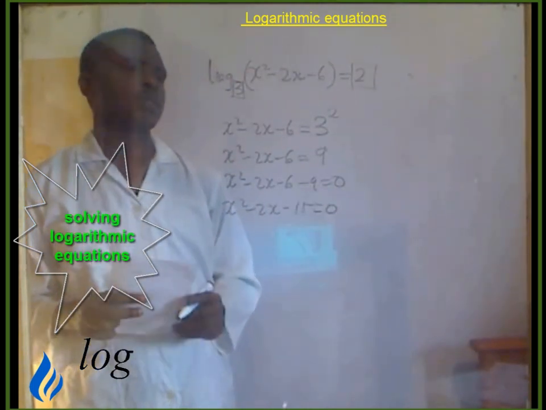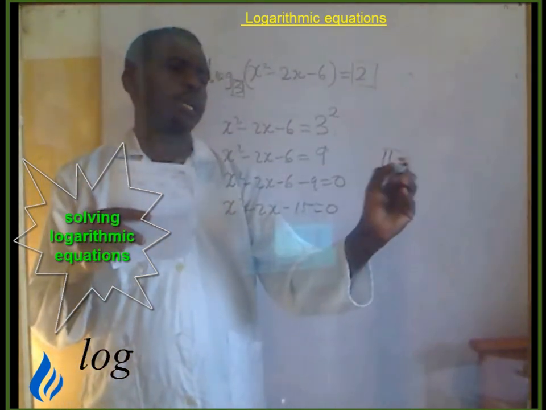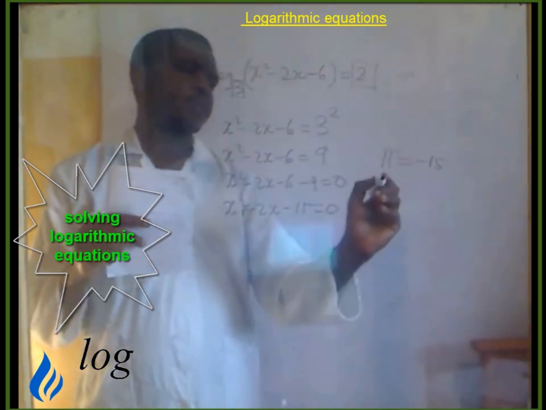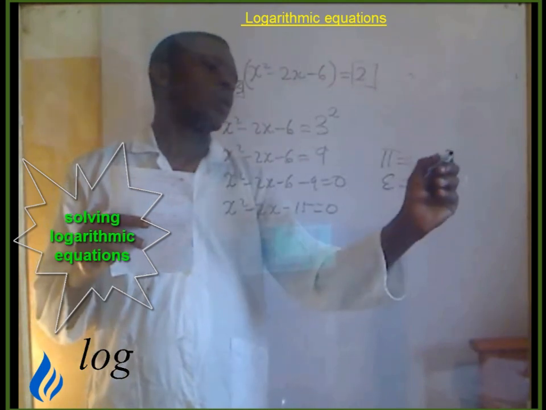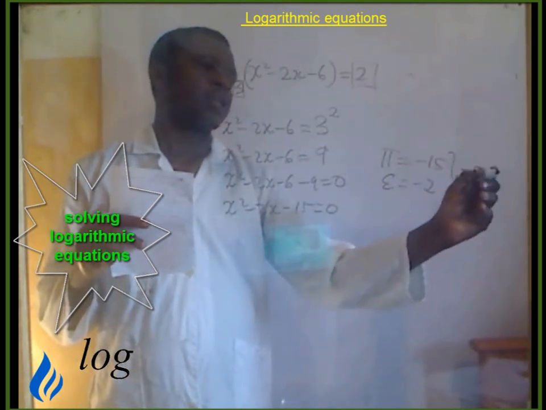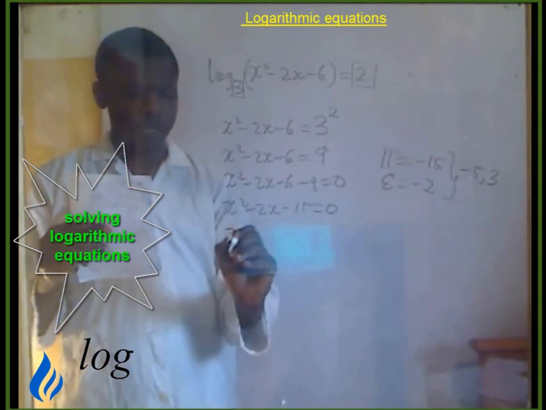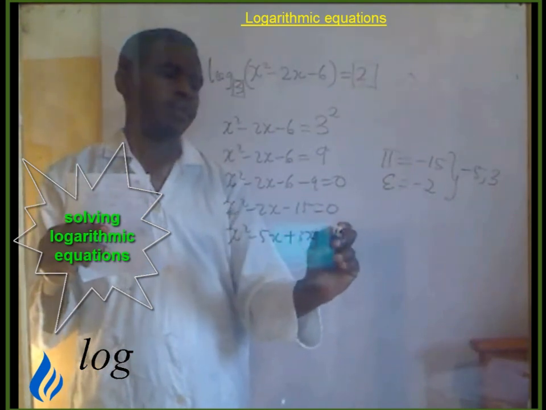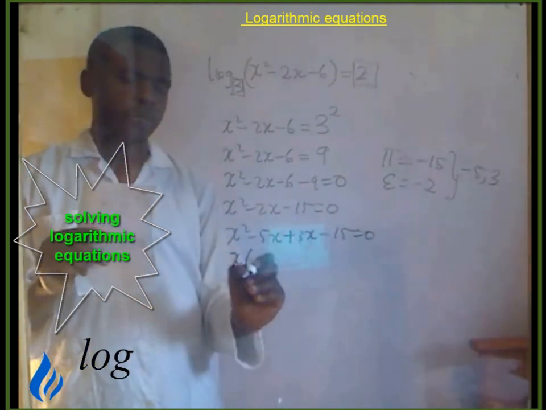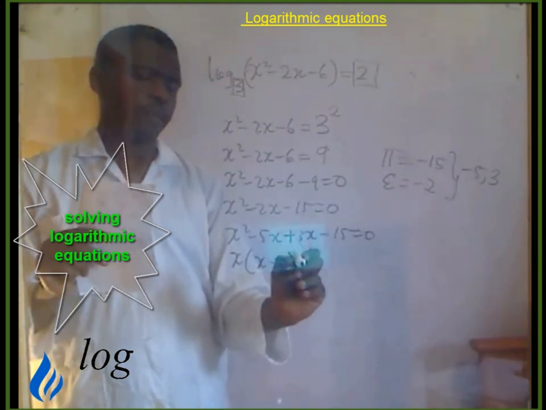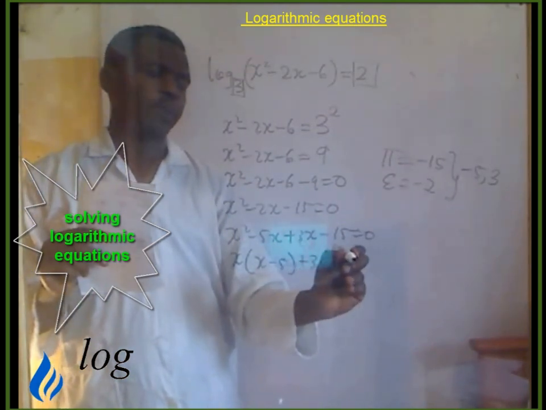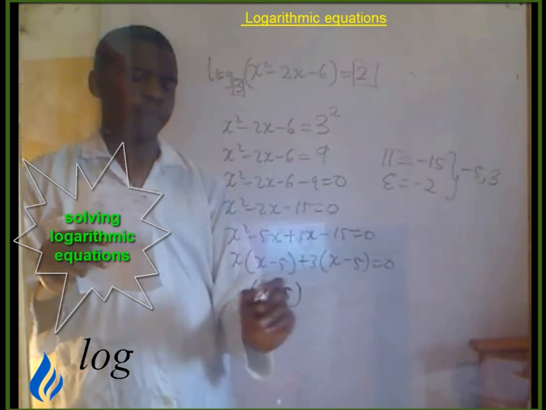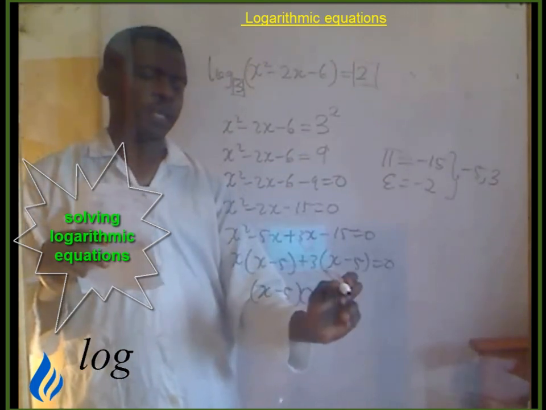We then have to solve this quadratically. Two numbers that when multiplied give us minus 15, and when added give us minus 2. What are those two numbers? I have minus 5 and 3. So I use it to factorize this. x squared minus 5x plus 3x minus 15 is equal to 0. x is common. x minus 5 plus 3 is common. x minus 5 is common. I write it once. x minus 5 factor of x plus 3 equals 0.